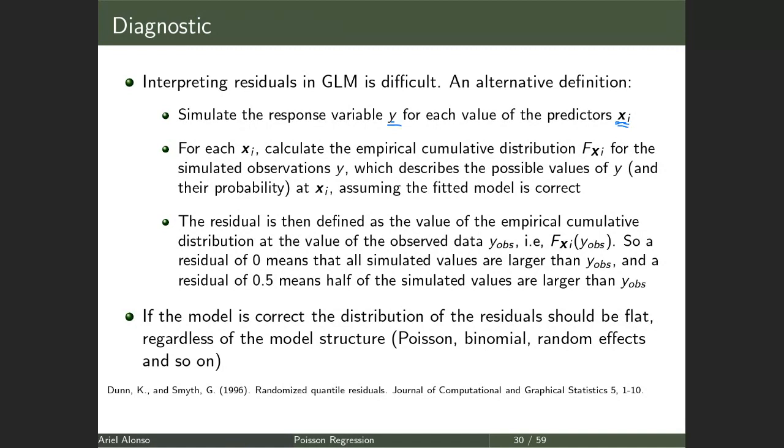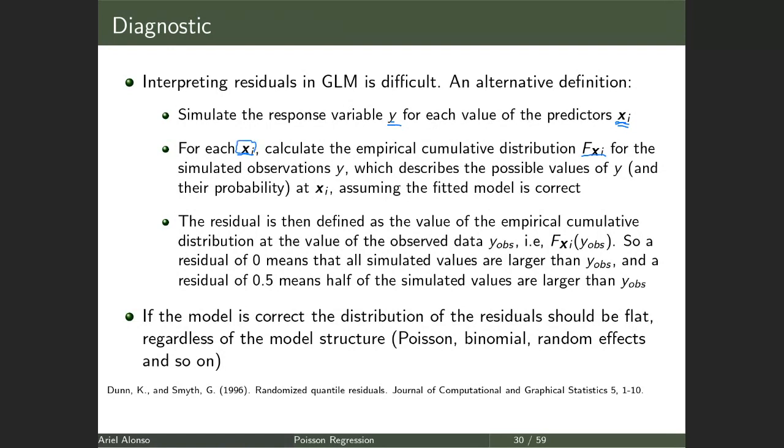How many times? Well, that is something that needs to be defined. I'm using the default R is using here, and I think that is 250 times. So for each value of the predictors, I'm going to simulate my response. You're assuming the model is correct. If the model is correct, I can use it to generate the response. So now for each value of the predictor, you have several values of Y. And now you're going to use these values of Y to construct the empirical cumulative distribution of Y for this specific value of the predictors.